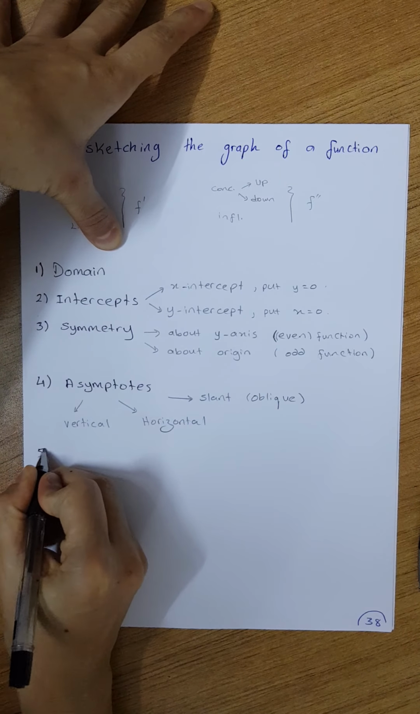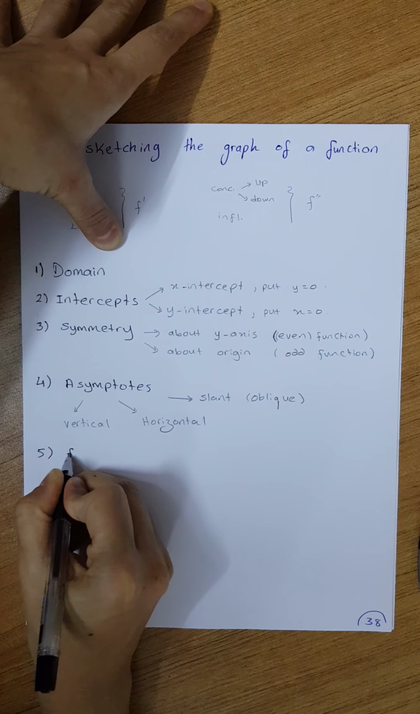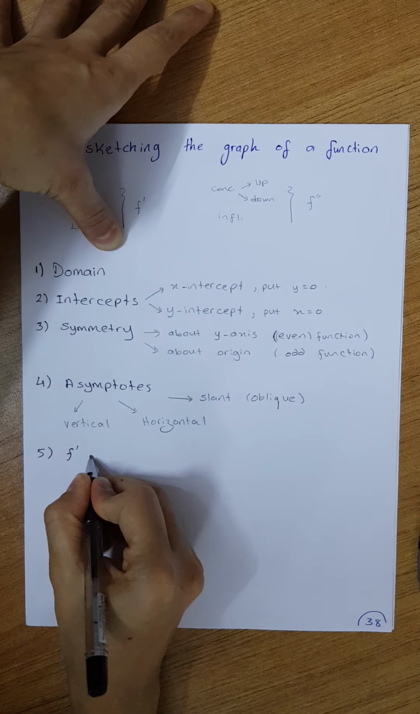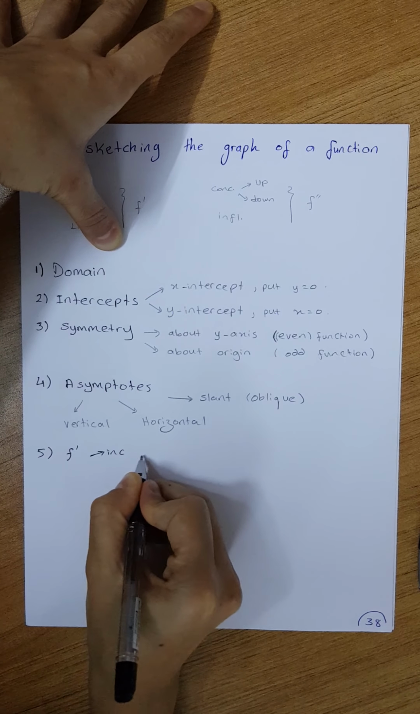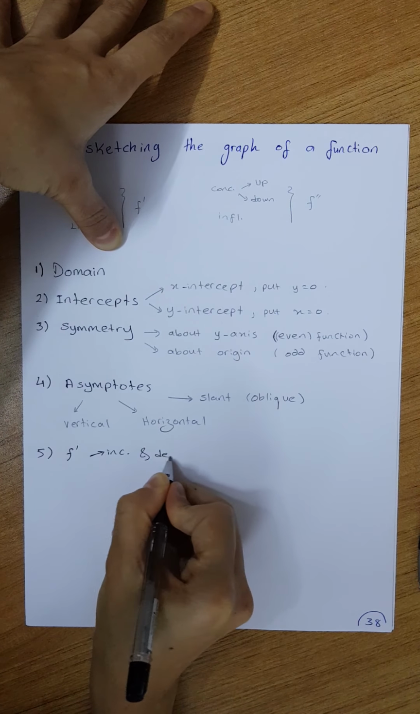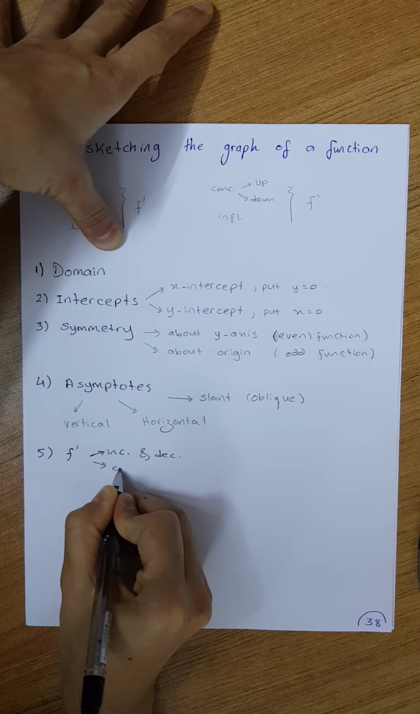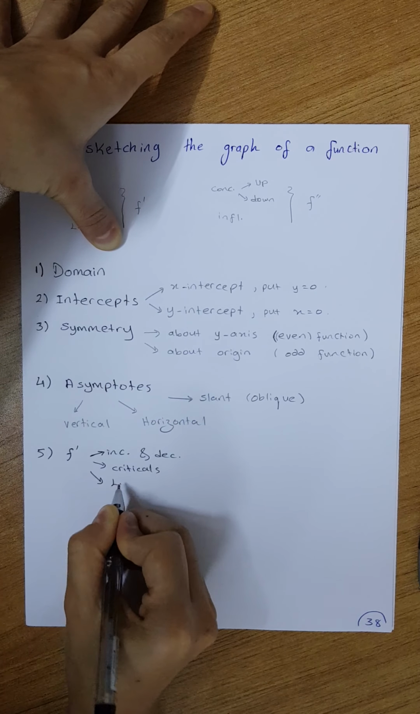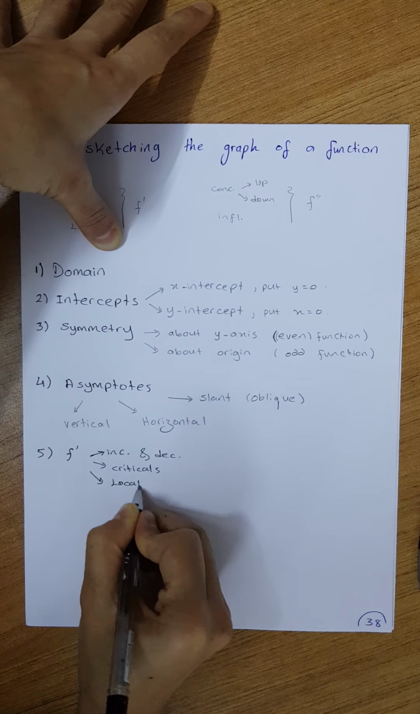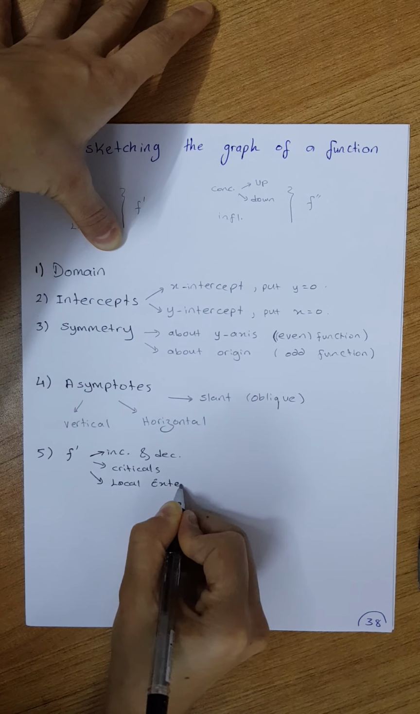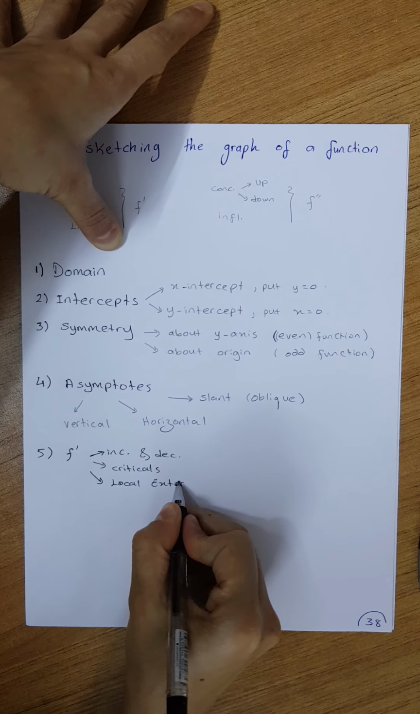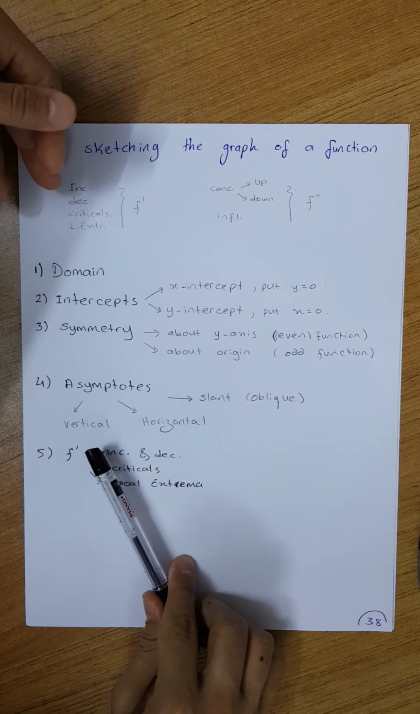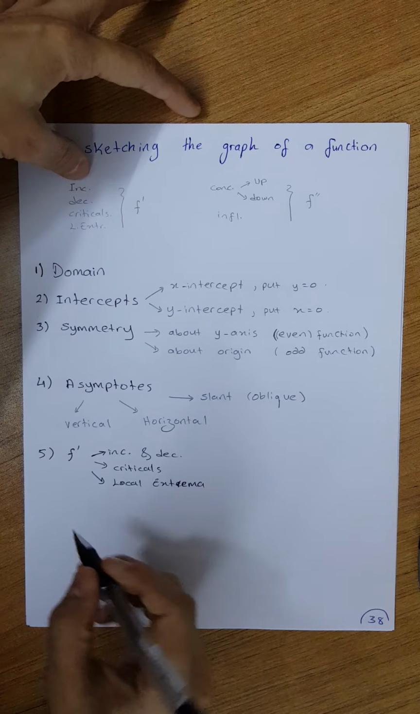The fifth one, we are finding f prime. Okay, why do we find f prime? To find increasing and decreasing intervals, to find critical numbers, and to find local extrema. That means maximum or minimum points. We use the first derivative to find increasing, decreasing, critical numbers and those things.